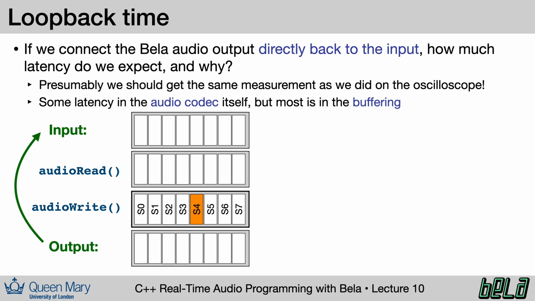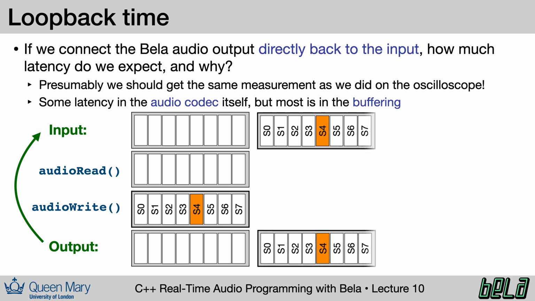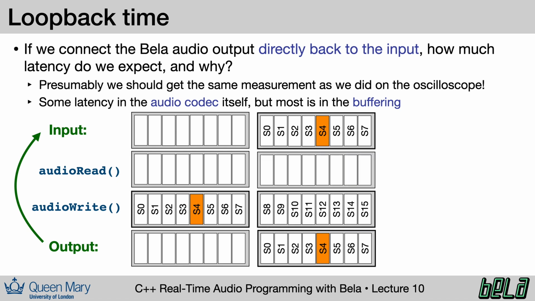We'll call audio write to write those samples to the output, and they will appear on the audio hardware in the next block. Because the input and output are connected with a loopback cable, the same signal will appear at the audio input. In this particular block, we won't yet be able to read this signal with audio read because it's going to take one more block for it to propagate through. However, in the meantime, we will still be writing more samples to the audio output.